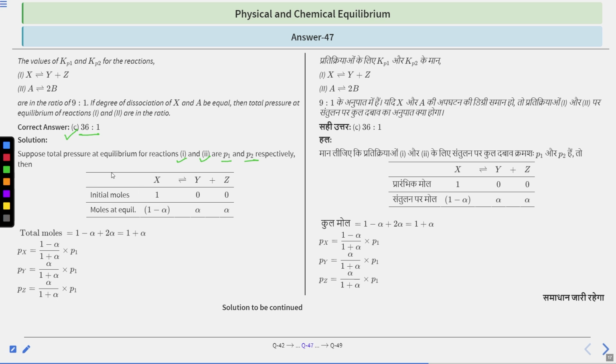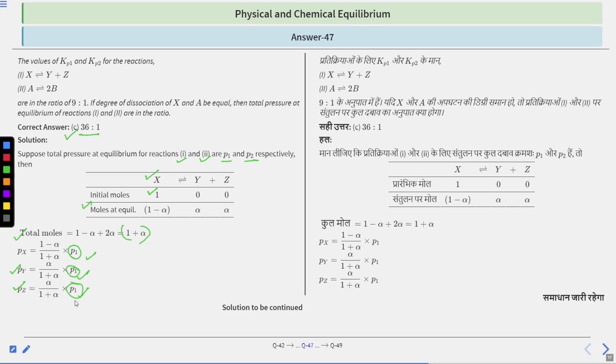If we look at moles, X is giving us Y plus Z. Initially, let's suppose X is 1 and Y and Z are 0. At equilibrium, the moles of X become 1 minus alpha, Y becomes alpha, and Z becomes alpha. So total moles will be 1 minus alpha plus alpha plus alpha, that is 1 plus alpha. The partial pressure of X is (1 minus alpha) upon (1 plus alpha), basically the mole fraction, multiplied by the total pressure. Similarly for Y and Z. So these are the partial pressures of X, Y and Z, where P1 is the total pressure.